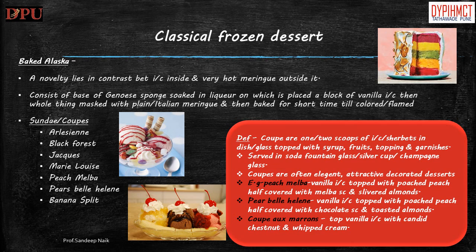Sundae/coupes. Definition: 1 or 2 scoops of ice cream or sherbets in a dish or glass topped with syrup, fruits, toppings and garnishes. Served in a soda fountain glass or silver cup or champagne glass. Coupes are often elegant, attractive and decorated desserts. Example: peach melba, vanilla ice cream topped with poached peach half covered with melba sauce and slivered almonds.